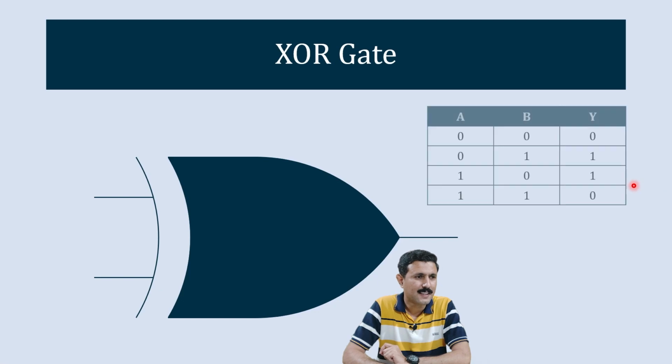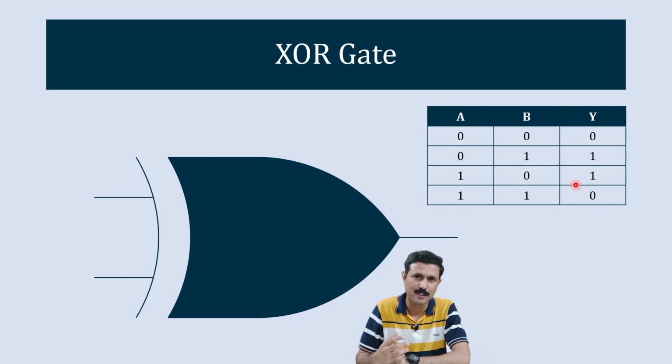Now here you can see the truth table of the XOR gate. These are the two inputs and this is the output. From this truth table it is very clear that when both inputs to this XOR gate are the same, the output is 0. And when the two inputs to this XOR gate are different, the output is 1. So this is what we can see from this truth table.